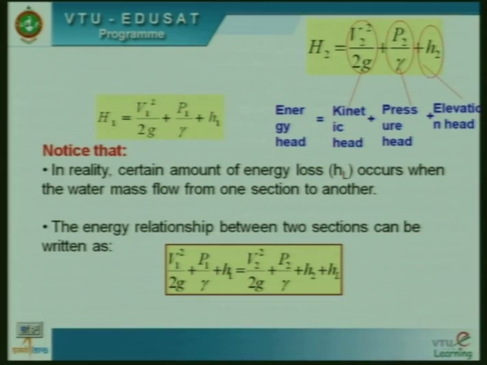This is what I just now said. The total energy at any point is given by kinetic energy, pressure energy plus datum energy. Now, for an ideal fluid, P1 by gamma plus V1 square by 2g plus Z1 must be equal to P2 by gamma plus V2 square by 2g plus Z2. Now, for a real fluid, in order to make the LHS equal to the RHS, we need to add this HL on the right hand side. Now, this equation holds good for a real fluid.